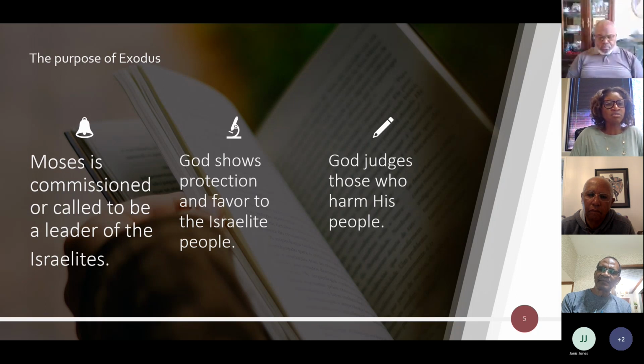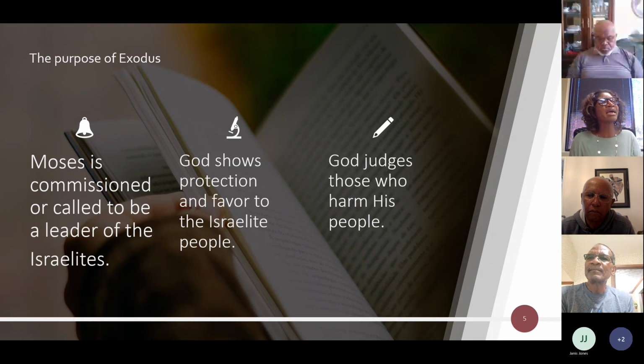One of the purposes is that you see Moses's commission. He's called to be a leader of the Israelites. He didn't raise his hand. He didn't sign up for a job interview. He is called. And so within the book of Exodus, you see the Creator God's movement with Moses. You see how God nurtures him, teaches him, gives wisdom on how to be a leader of these, what many may call the Israelites, stiff-necked, stubborn people, much like us.